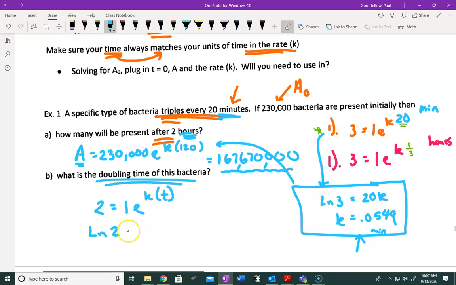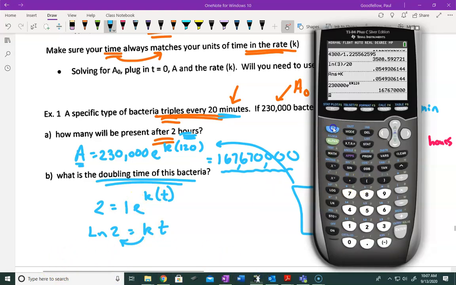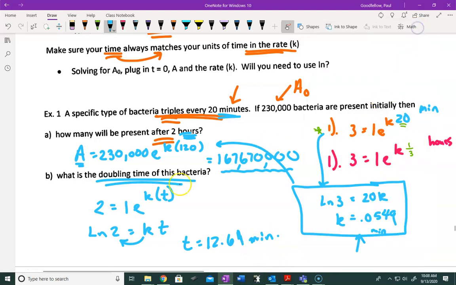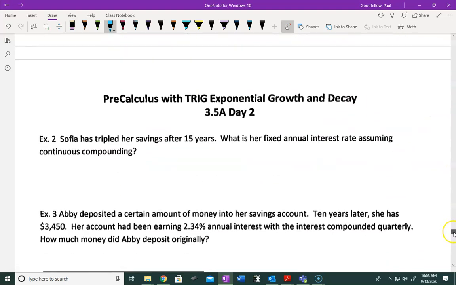So ln of 2 is equal to kt, and we'll divide by k. ln of 2 divided by alpha k, and we're looking at the time in minutes for it to double, which is 12.61 minutes. All right, so keep in mind what's going on there in terms of matching units of time. That's super important.